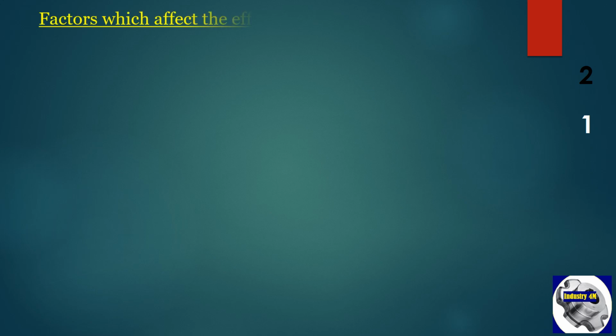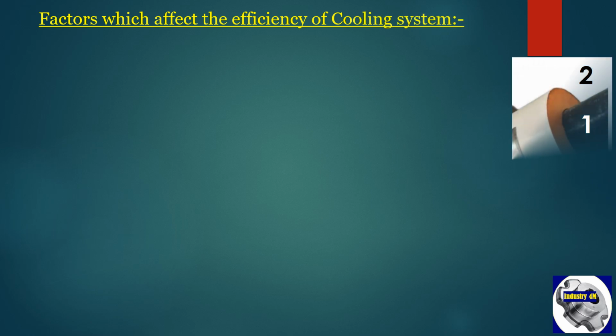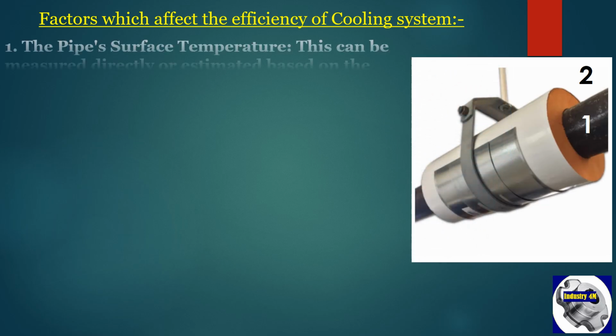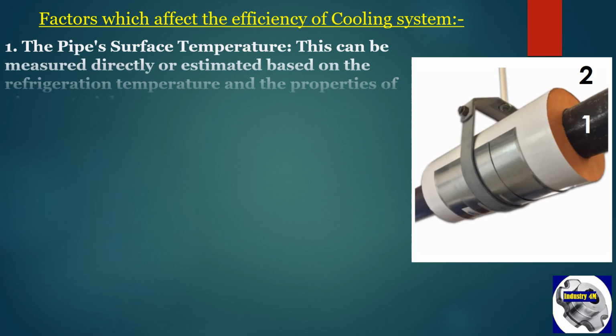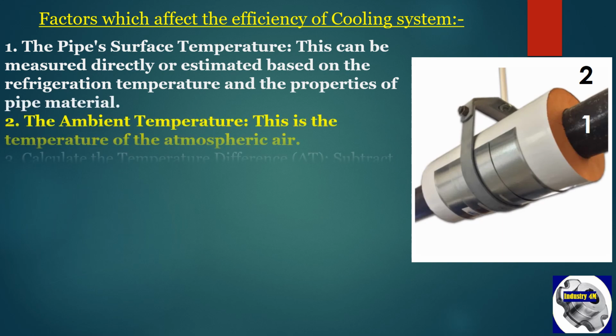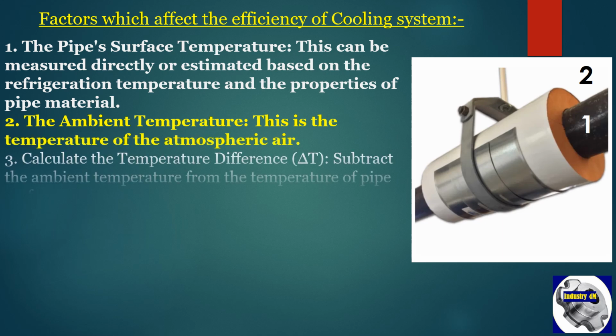So, which factors do you need to know to calculate the heat loss? In this figure, you can see there are two things. One is the pipe surface temperature. This is measured directly or estimated based on the refrigerant temperature and the properties of the pipe material. And the ambient temperature, marked by number 2. This is the temperature of the atmospheric air.